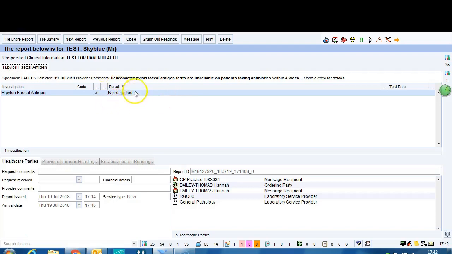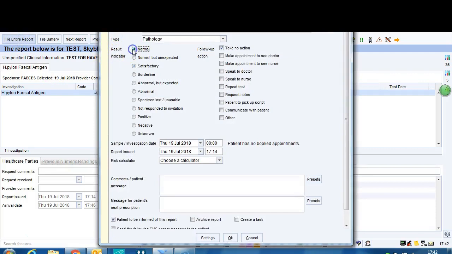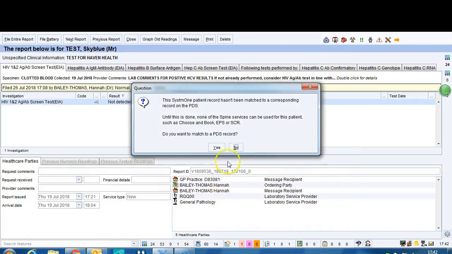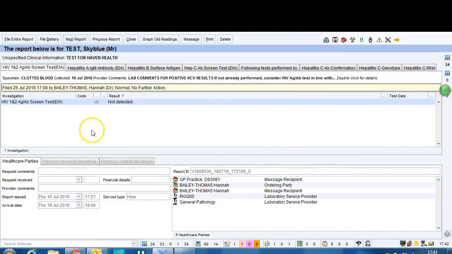If it's not detected, you can file as normal. If it's detected, you need to pass to a clinician or leave it in the inbox for a clinician to have a look at. So we can safely go to normal, take no action. As you can see, it automatically goes to the next thing.